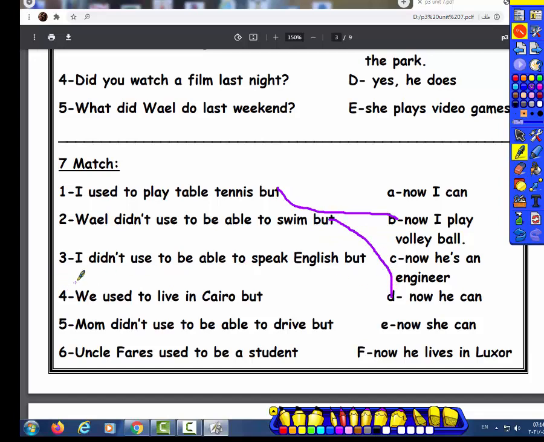Number 3, I didn't used to be able to speak English. When I was young, I didn't used to be able to speak English. Sorry for disconnecting. Okay. Used to means that we used to do something in the past, but now we don't. I didn't used to be able to speak English, but now I can.